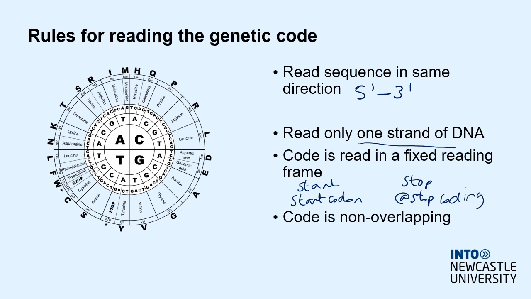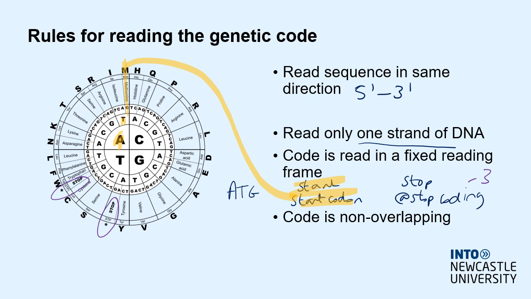Now the start codon is ATG. So if we look at that, we're in A, T, and then G, like that. The start codon is ATG, and it codes for methionine. So we're going to start at the start codon. Stop codon, we said was here and here. We've got 3 different stop codons, and they tell the protein machinery when to stop. They don't code for an amino acid.